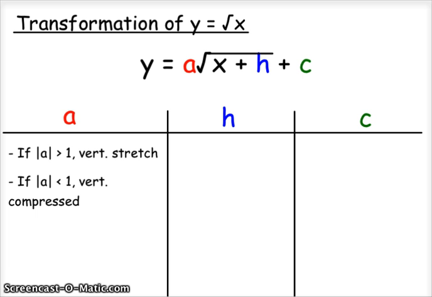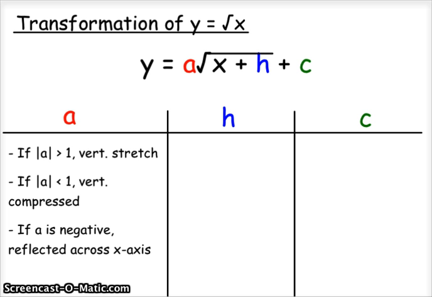Likewise, if that value of a is between 0 and 1, that's vertically compressed. So again, same kind of graph. We'll start with the parent function graph. If that value was less than 1, it's just going to increase at a slower rate. Lastly, if our a term is negative, it'll be reflected across the x-axis. So I started out with my parent function. Instead of going up, I'm now multiplying everything by -1, so I'm taking the opposite of every number. It's now going to be going down, reflected across the x-axis.